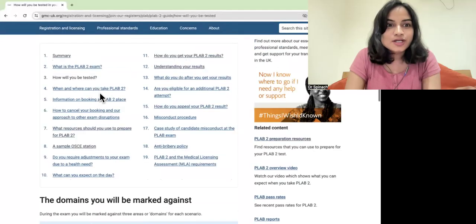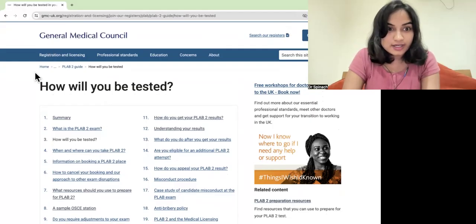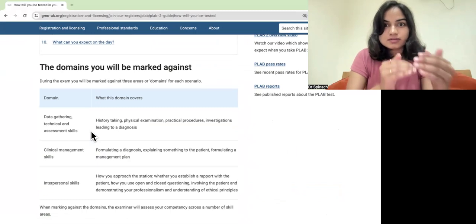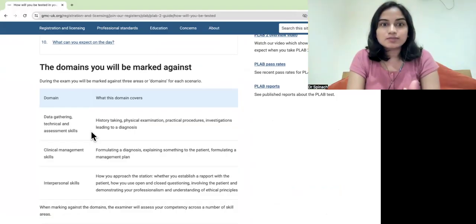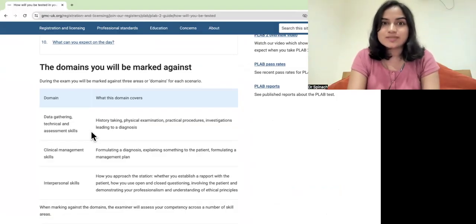Okay, here we go. If you go to the General Medical Council website and go to the PLAB2 guide, under number 3 you will find how you will be tested. This is where you have to give yourself a read. Let's go down and understand it by breaking it down into steps. There are 3 domains that PLAB2 examiners mark you on, and every one of us knows it. But what do these domains cover, and what are the things that PLAB2 examiners, that GMC, are looking for in you as an FY2?